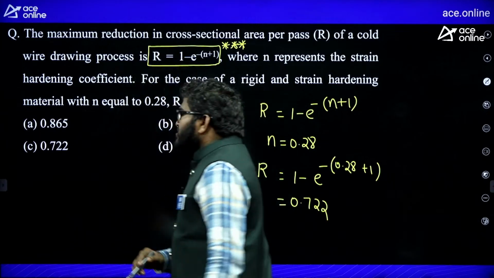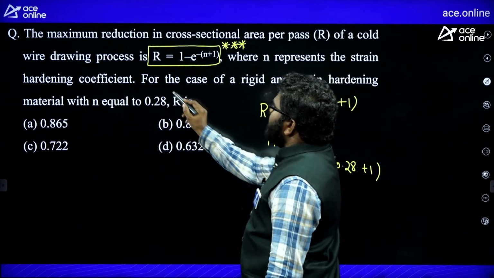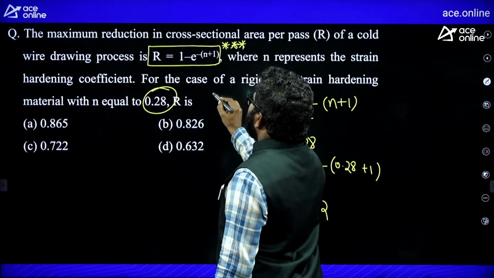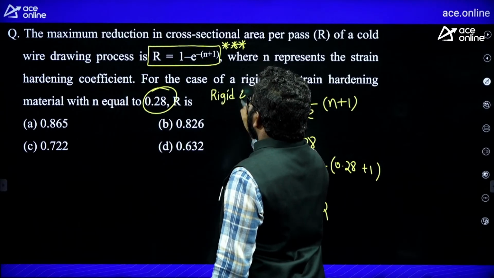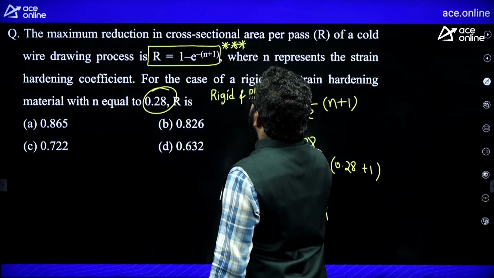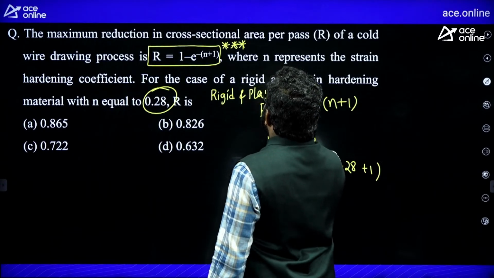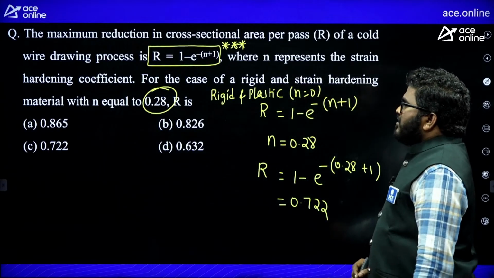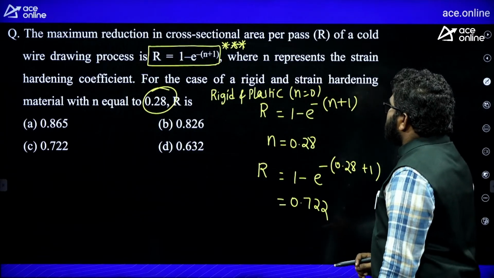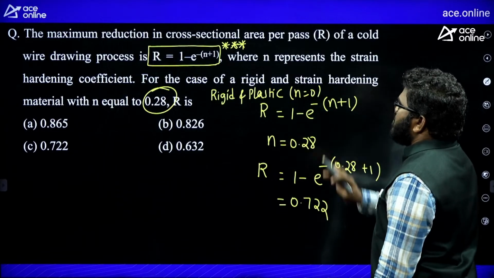Okay, in the previous year GATE question, instead of giving the value of n, rigid and perfectly plastic is given. For a rigid and perfectly plastic material, n equal to 0. Remember, in the previous question, instead of giving the n value, rigid and perfectly plastic is given.